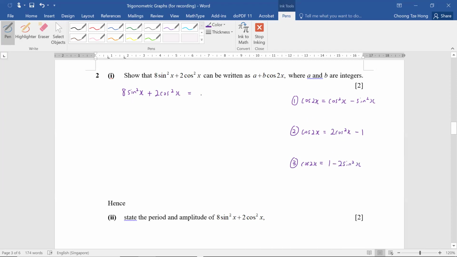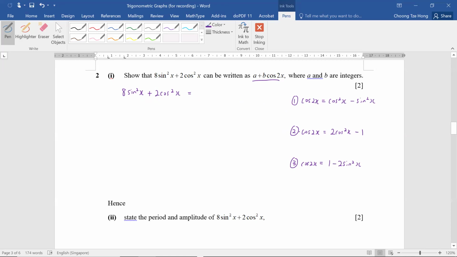So basically, if you look at what they want in the end, this expression does not have sine square x or cosine square x anymore. In other words, we need to try to substitute away the sine square x and the cosine square x from the original expression, and then we try to express everything in terms of cosine 2x. Alright, so we can do this actually quite easily.